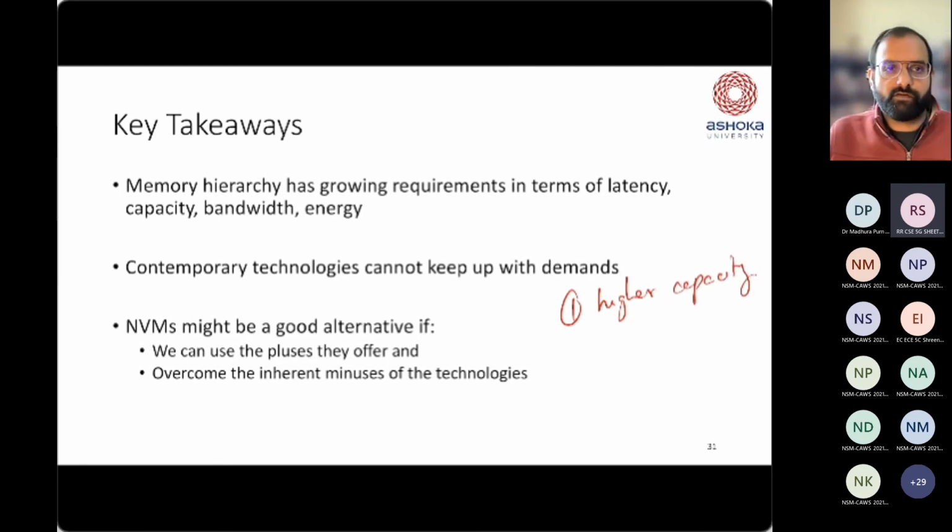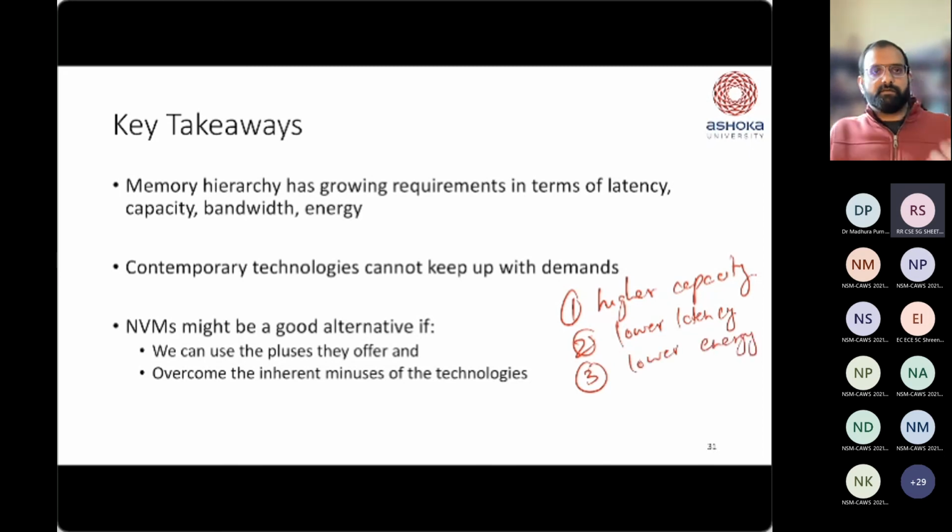Again, the definition of what constitutes higher capacity is going to change depending on the level. You need lower latency, right? And then you of course need lower energy consumption at all levels, right? So these are, at a very high level, the kinds of optimizations that you need to do at every level of the memory hierarchy. And to some extent, NVMs allow you to play around with these different metrics, trying to optimize them at various levels of your memory hierarchy as well, right?